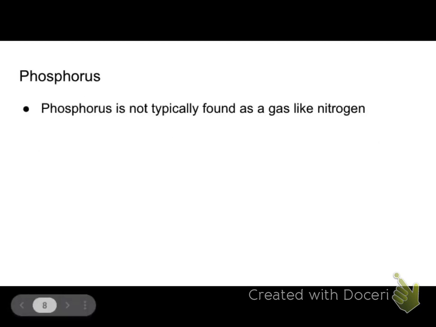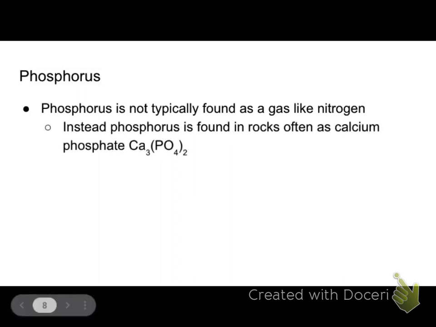Phosphorus is not typically found as a gas like nitrogen is. Okay? Instead, you'll find phosphorus in rocks, usually in the form of a compound called calcium phosphate, which contains calcium and phosphorus and oxygen.